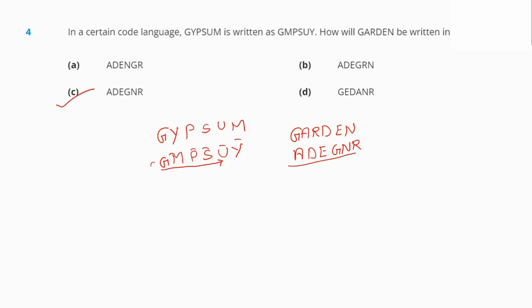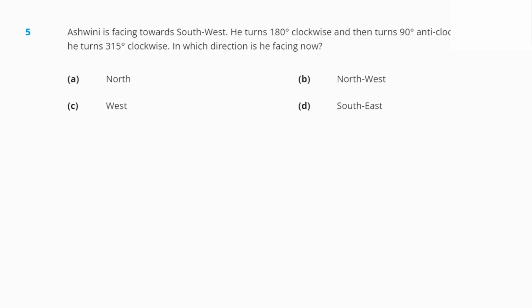Moving on to the next question. Ashwini is facing southwest. He turns 180 degrees clockwise and then turns 90 degrees anti-clockwise.